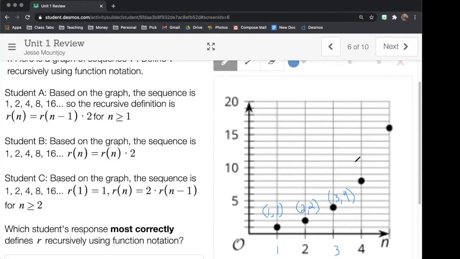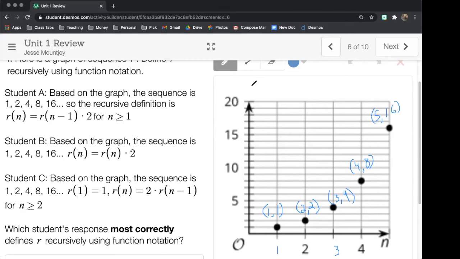This one's higher, so it's 4 comma, and it looks like it's 8. Just finding the coordinates. And then this one is 5 comma 16. Okay, so I found the coordinates. So what should my function do?